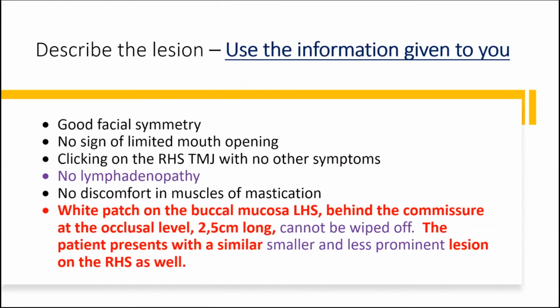Again, to remind you, the exam skill set being tested: recalling information, knowledge, understanding, and clinical reasoning. So use the information given to you. I've copied and pasted. All with color red are what would give a pass. So for a pass score, you have to state that it is a white patch or a white plaque or a white lesion on the buccal mucosa, left-hand side, behind the commissure at the occlusal level, 2.5 centimeters long, and that there is a similar lesion on the other side, okay? That will give you a pass.